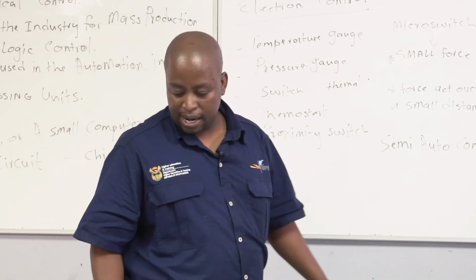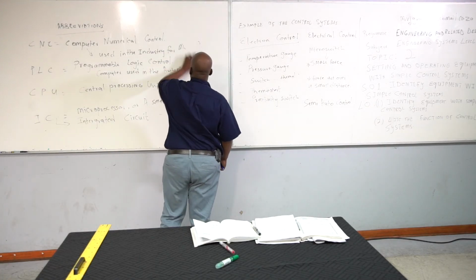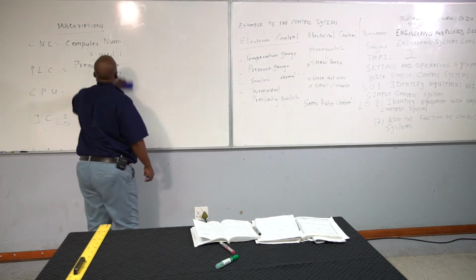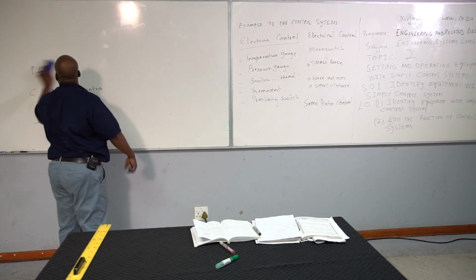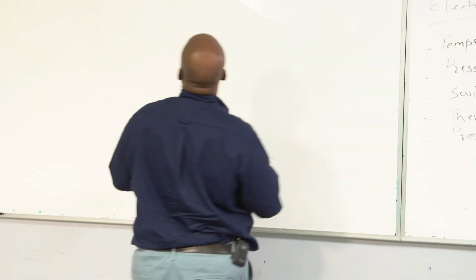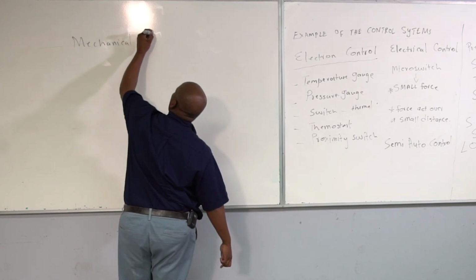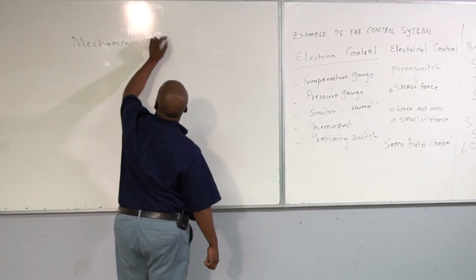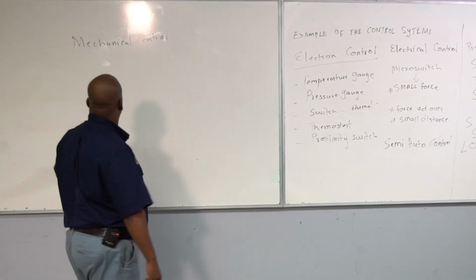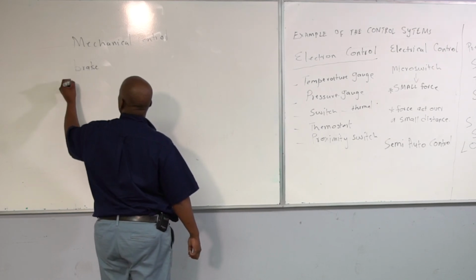Let's look into another two examples. The two examples of these control systems that are utilized in the industry. We have a mechanical control. Now, there are two examples of this mechanical control. We have the brakes and the clutch.